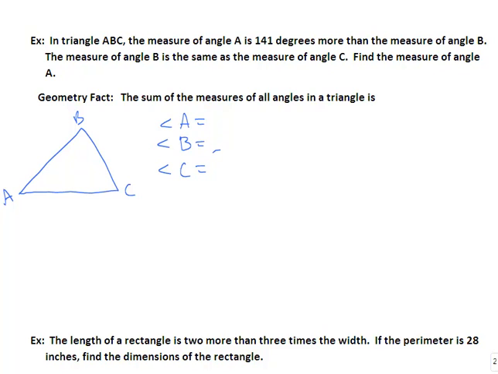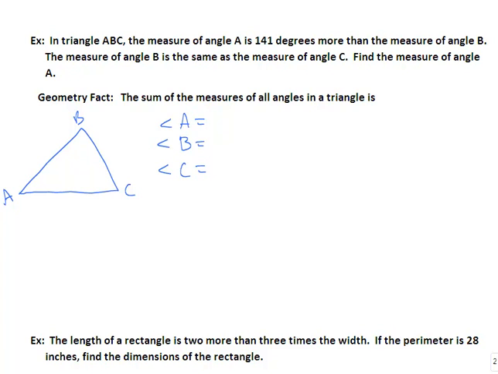The other angles will be in terms of x. So if we read that first sentence again, it says the measure of angle A is 141 degrees more than the measure of angle B. So when you read that sentence, you want to think about which angle you would like to know first. If I know, for example, angle B, then all I need to do is add 141 and I get the measure of angle A. So angle B determines angle A.